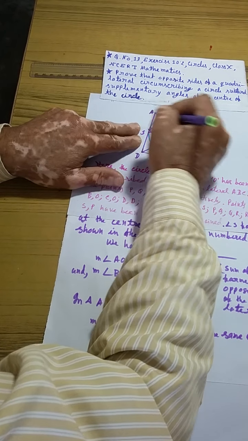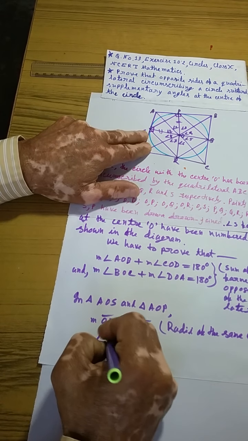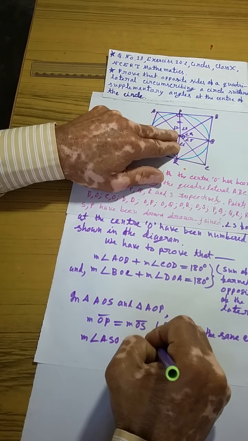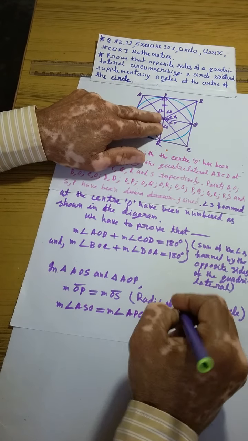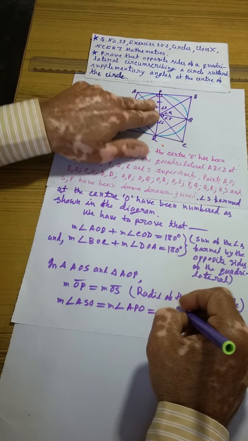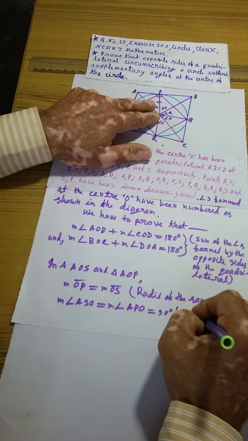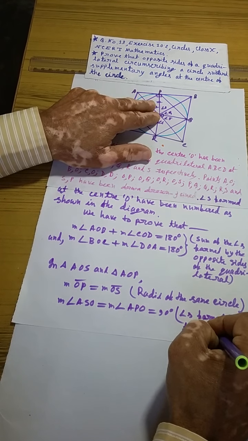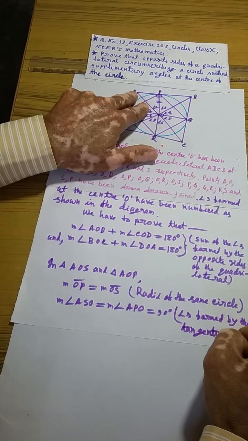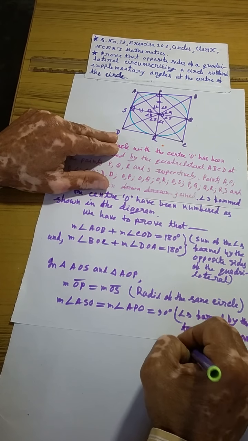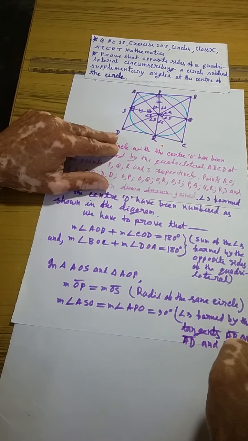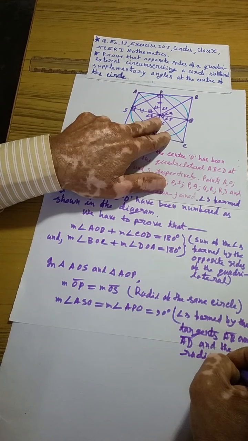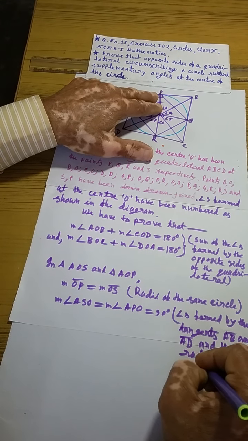Measure of the angle ASO is equal to measure of the angle APO, which is equal to 90 degrees. Within brackets: right angles formed by the tangents AB and AD and the radii OS and OP.